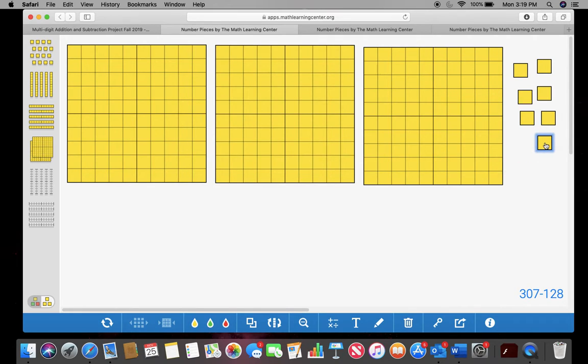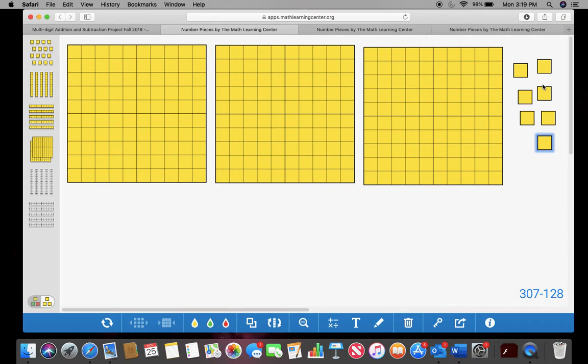Okay, so now that the student has represented the larger number 307 with base 10 blocks, the student can start decomposing the blocks with the smaller number 128. To do this, the student will first look at the ones place, right here, and realize that they only have 7 unit blocks. So they can't take 8 away from the 7 because there are only 7 little blocks.